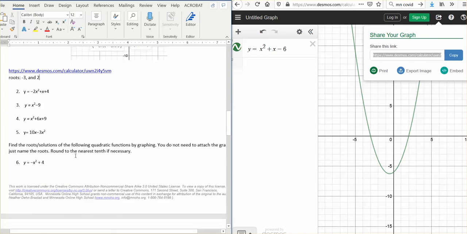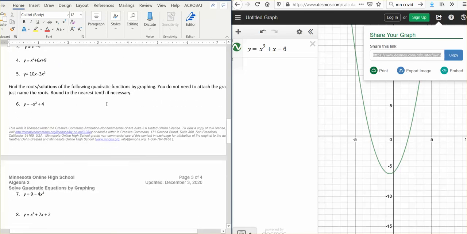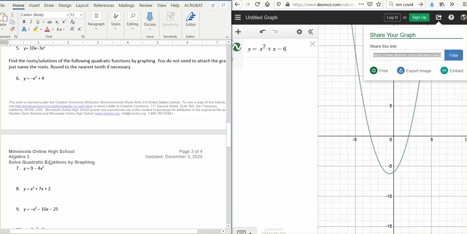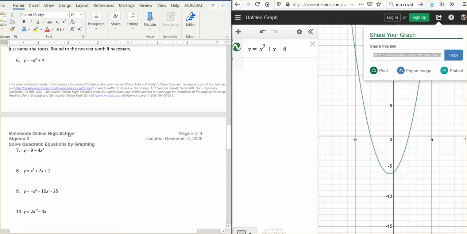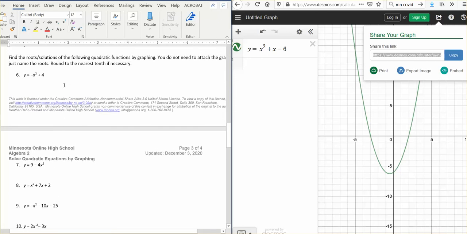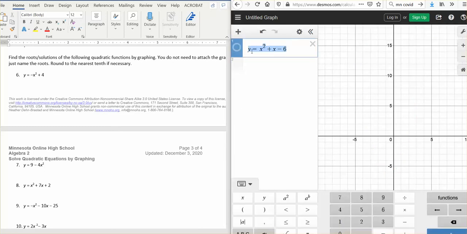In the next section, it says to find the root solutions of the following quadratic functions by graphing. You do not need to attach your graph, so just name the roots. But you still need to make the graph in order to find the answers to these questions. We will learn in future assignments how to solve these different ways by factoring, by using the quadratic formula, and by some different ways. So let's just do another one.